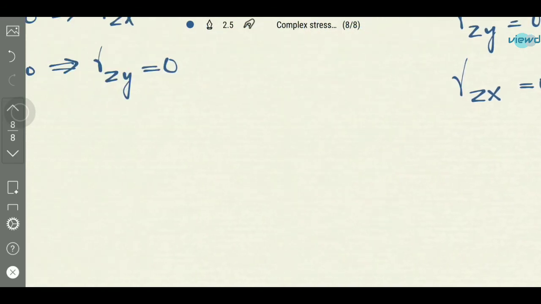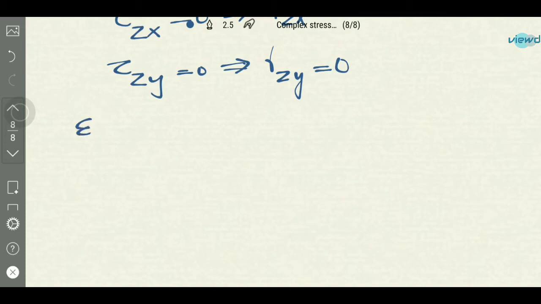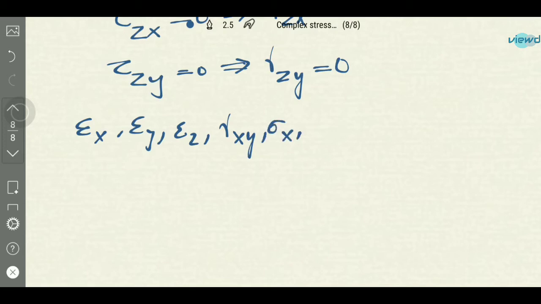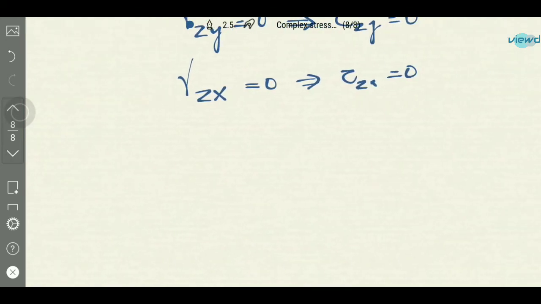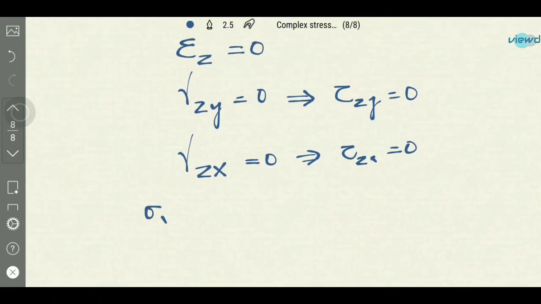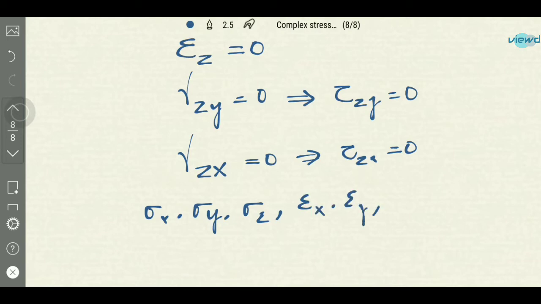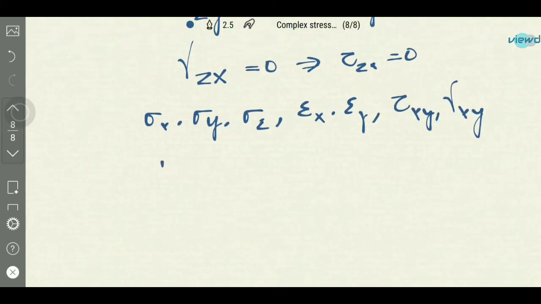And the next is, these all are zeros, and the other values which are epsilon x, epsilon y, epsilon z, and the remaining are gamma xy and sigma x, sigma y, tau xy. These values may or may not be 0. It can be 0 or it cannot be 0. And the remaining values in this are sigma x, sigma y, sigma z, and other values are epsilon x, epsilon y, epsilon z is 0, and there is tau xy and gamma xy. These may or may not be 0.